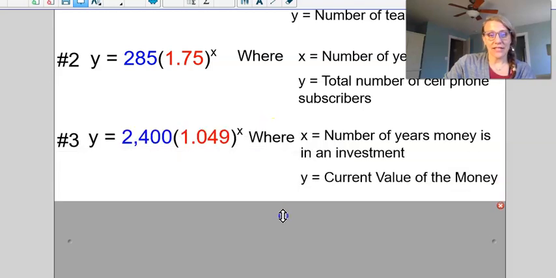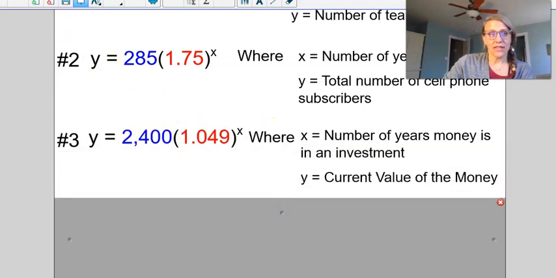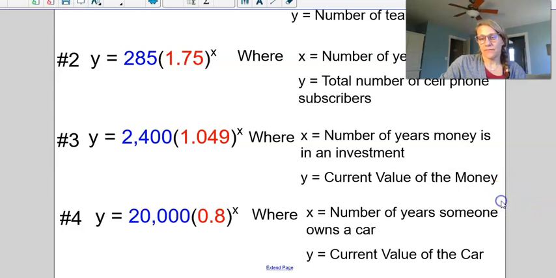Okay, let's go on to this next situation. What do you think is going on here? So here we started with $2,400. And this is what's happening to our money. It's getting invested and it's earning 4.9% interest every year. So it's growing by 4.9% every year. Last one.